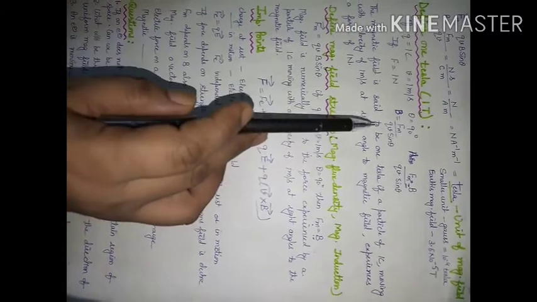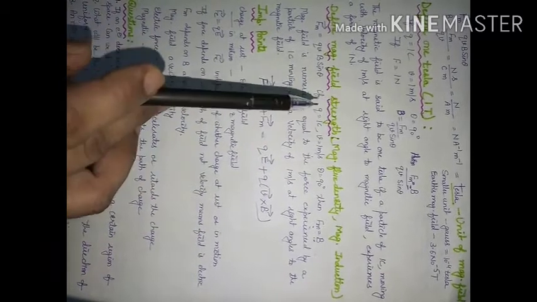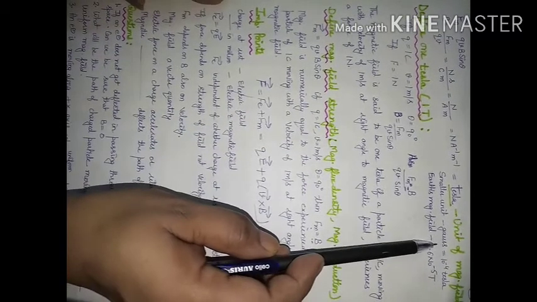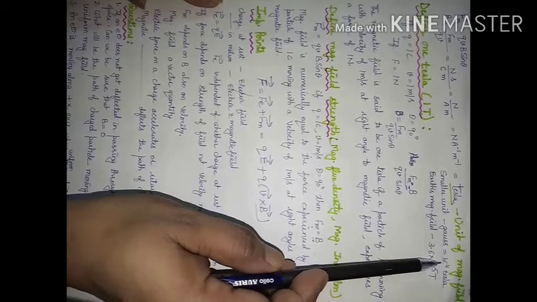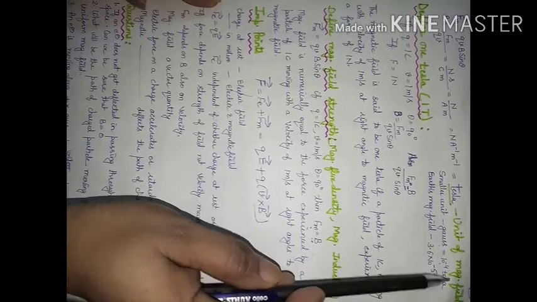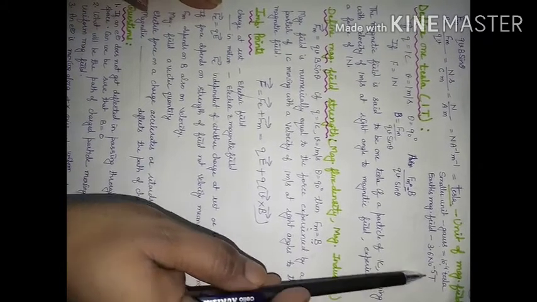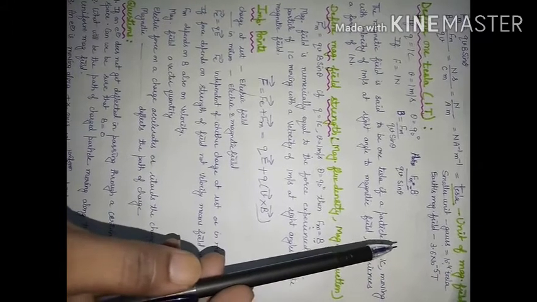With 1 Tesla, we have one more unit of magnetic field, that is Gauss. And 1 Gauss is equal to 10 raised to power minus 4 Tesla. This factor you have to use when you solve numericals.